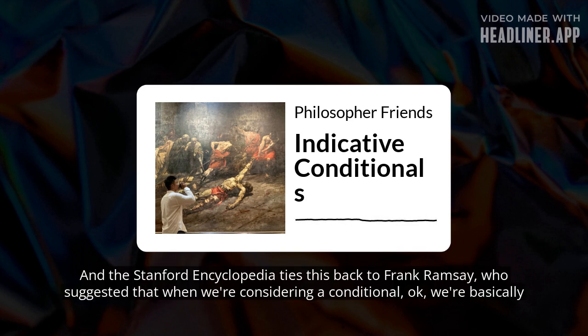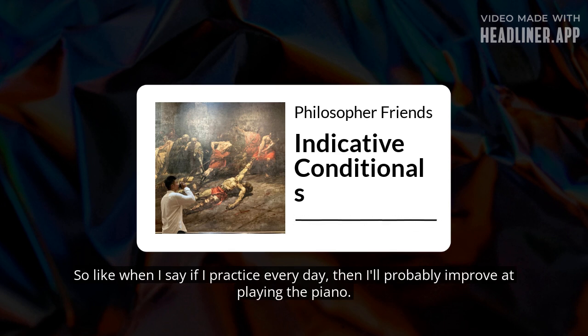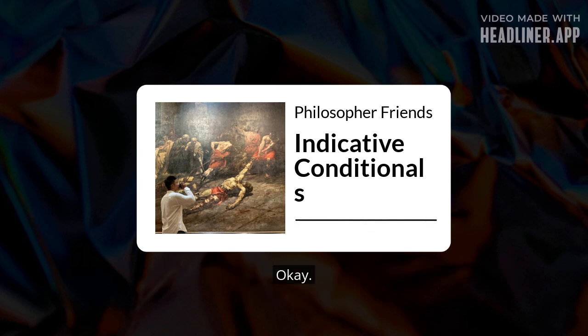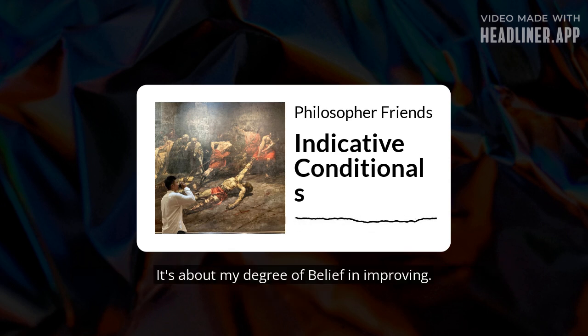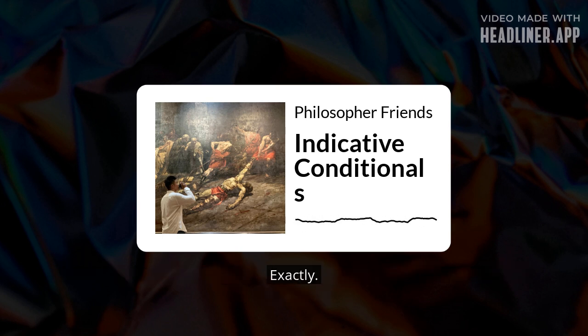Right. And the Stanford Encyclopedia ties this back to Frank Ramsey, who suggested that when we're considering a conditional, we're basically fixing our degrees of belief in the consequent given the antecedent. So like when I say, if I practice every day, then I'll probably improve at playing the piano, that's not some kind of absolute truth. It's about my degree of belief in improving, given that I practice every day. And that can fluctuate based on all sorts of things, like your past experience, how much effort you put in, all of that. Okay, so that's interesting.